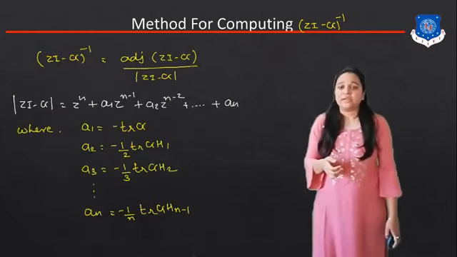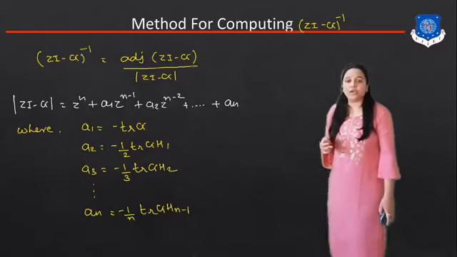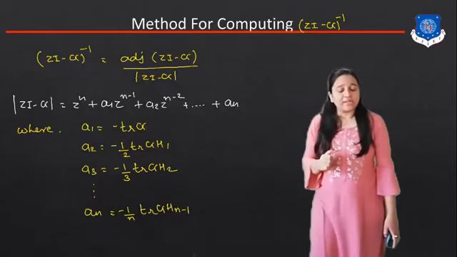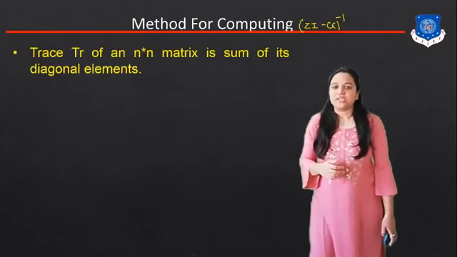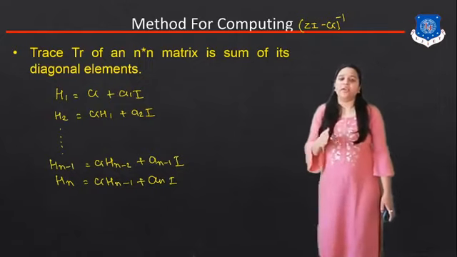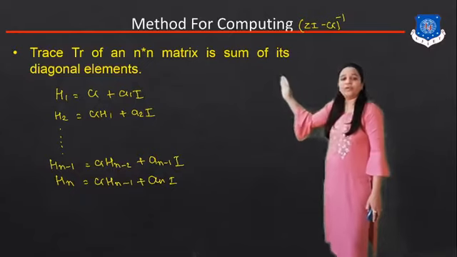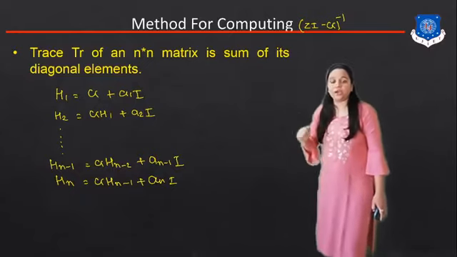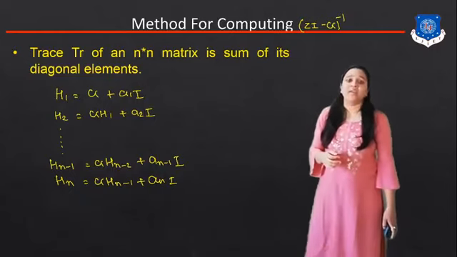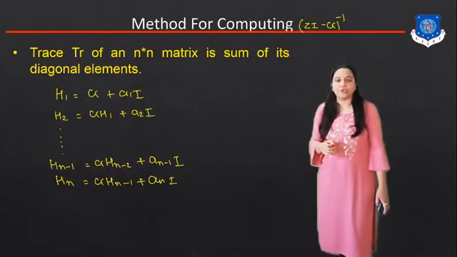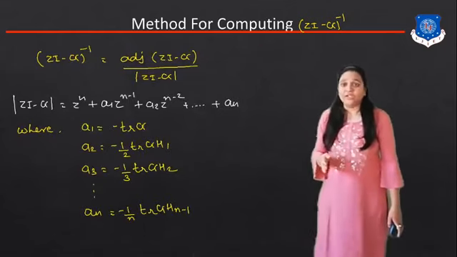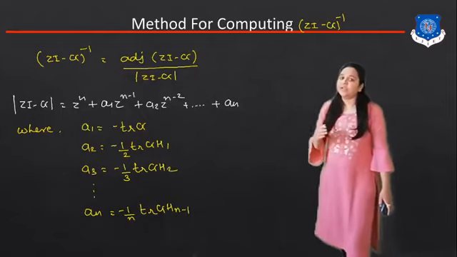Now the next equation is a3. a3 is equal to minus 1 by 3 trace of G into H2. And what is the equation of H2? H2 is equal to G into H1 plus a2 I. You already know the values of G, H1 and a2. So put the values of G, H1 and a2 in this equation, and we can easily find the value of H2. Now the next one is how to find the value of a3. So a3 is equal to minus 1 by 3 trace of G H2.